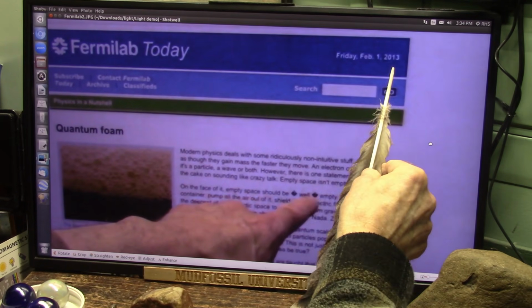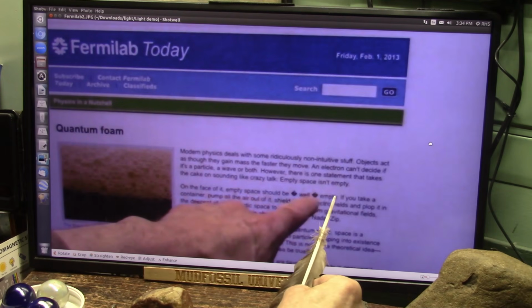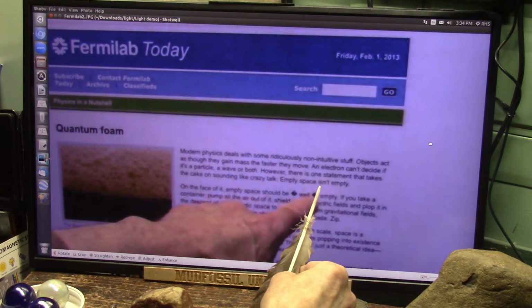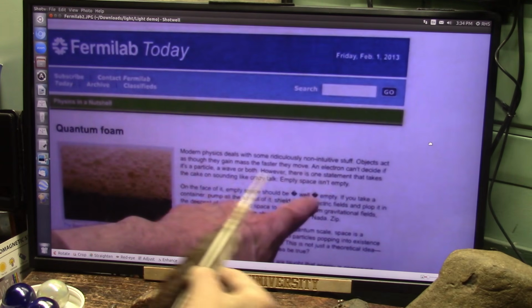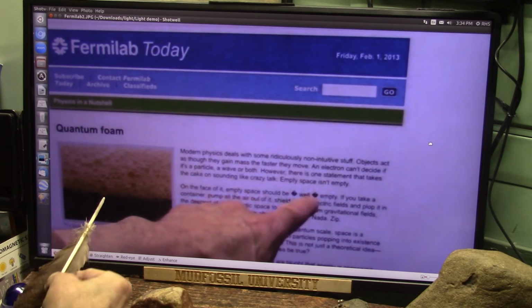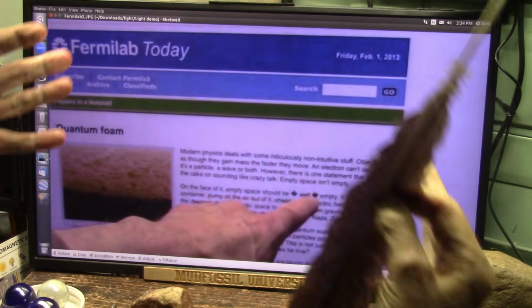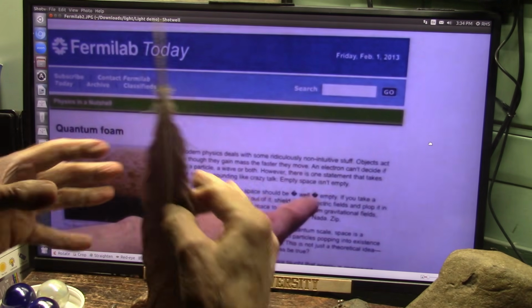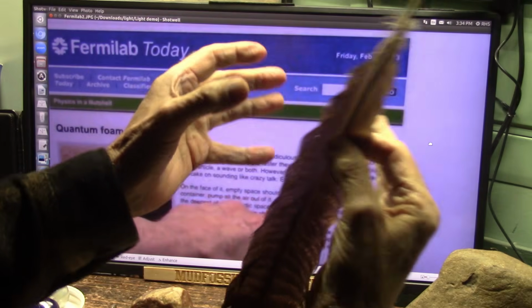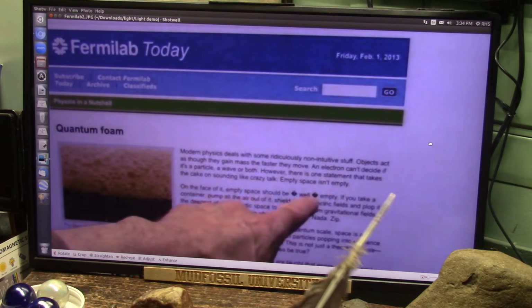This was from February 2013. Empty space isn't empty. It's not empty. He called it quantum foam. It was like the head of a bubbling root beer. And I don't disagree with that at all. Those are all fields. They're fields that are interacting with each other. I agree with that 100%.